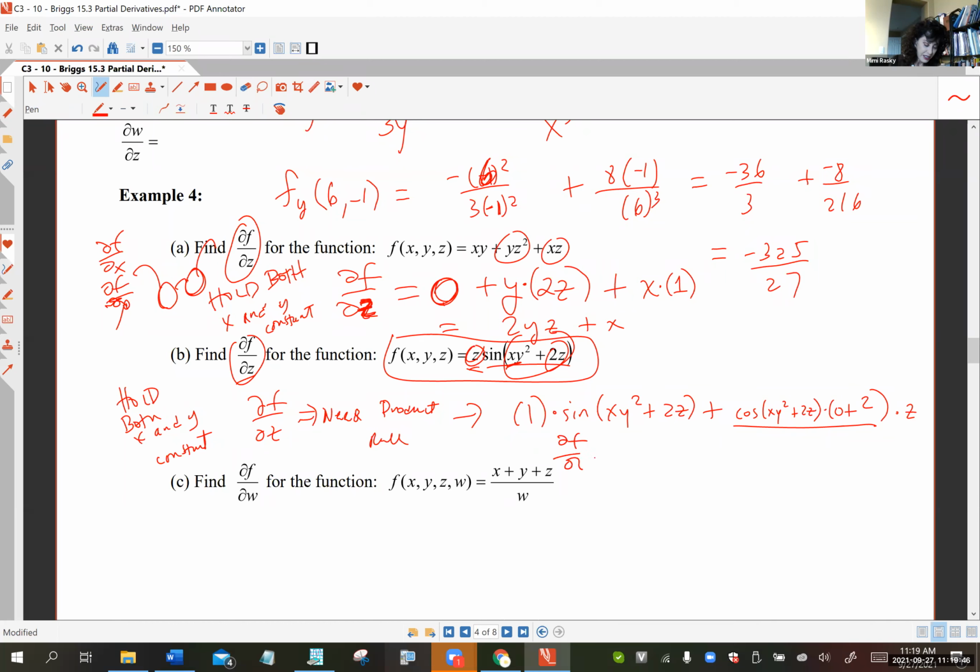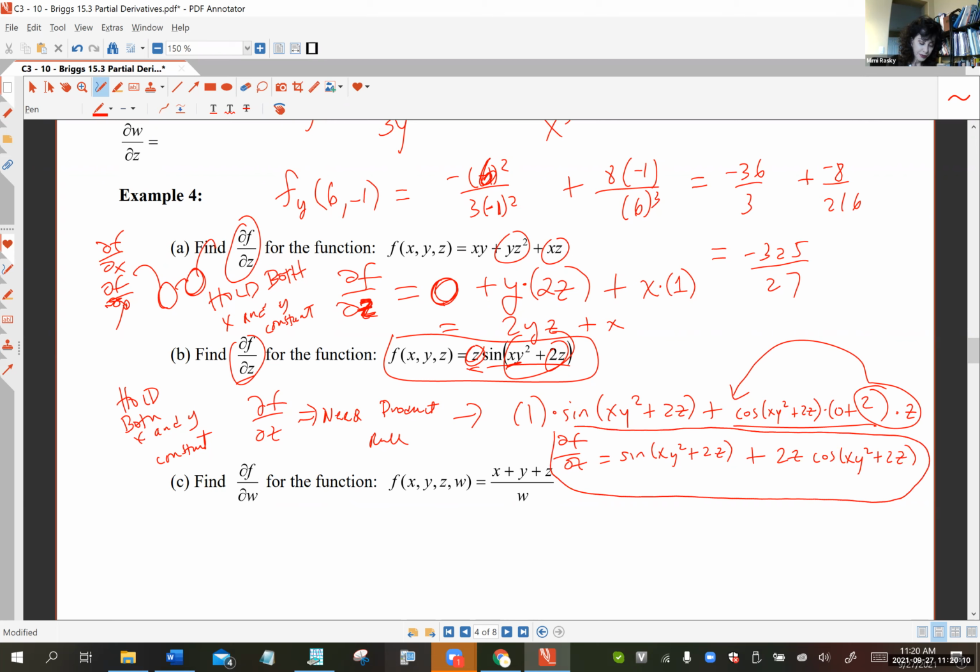So DFDZ is going to equal this sine function, sine of xy squared plus 2z, plus, and then it's customary to put your coefficients and any polynomial factors in front of your trig function factors, please. Otherwise, I'll dock you a point for yuckiness. So here is your DFDZ right here. Wow, that's pretty beautiful. Wow.